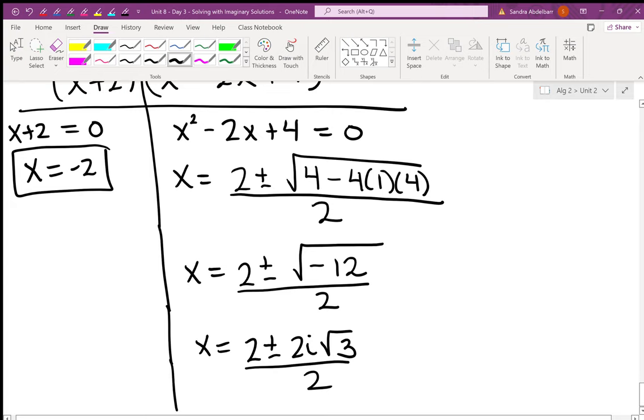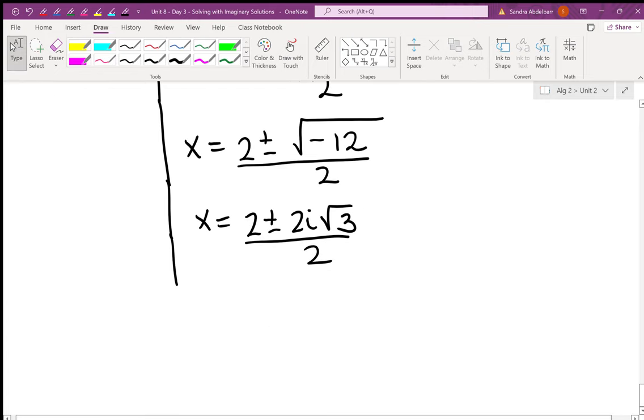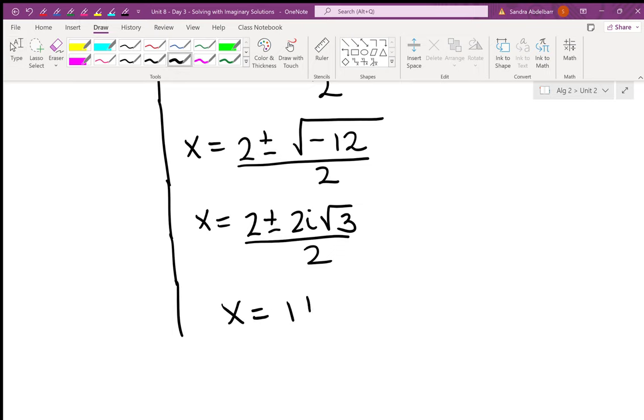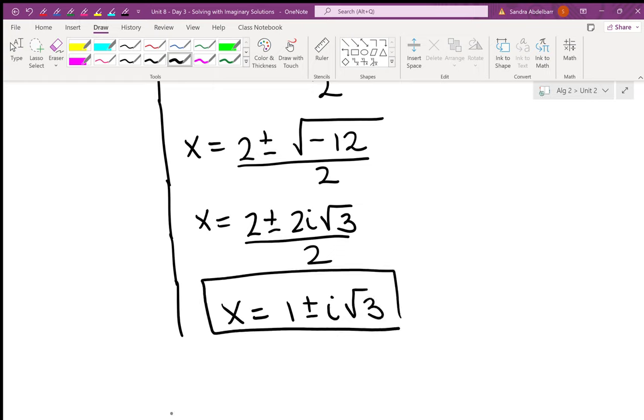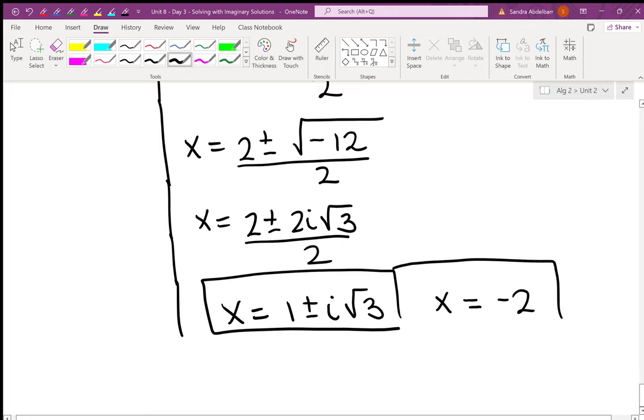Is that my final answer for that side? No, can't I divide by 2 everywhere? So we're going to have x is equal to 1 plus or minus i root 3. That's two answers. What was my other answer? x is equal to negative 2. These are my three answers. All right, you all try this one and then we'll call it a day.